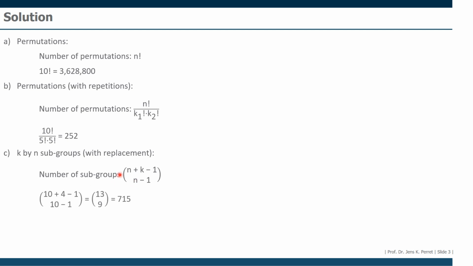So in this case, 4 out of 10, k being 4, the total number of different videos being 10. With this formula, we get 13 over 9. So a total of 715 different subgroups is possible. In this subgroup, if we have 4, we could theoretically have 4 times the same video.